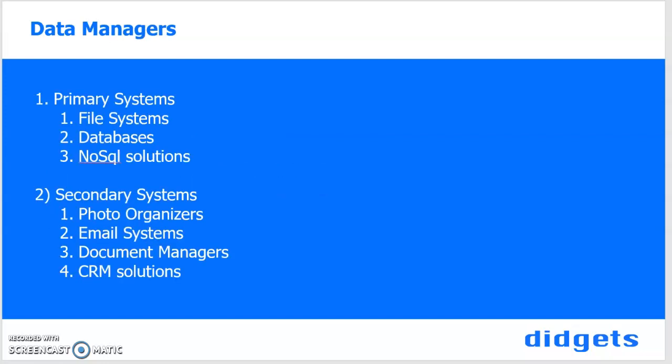So luckily we have data managers that can handle all these different kinds of data. We have our primary systems, things like file systems that handle unstructured data, relational databases that handle the highly structured stuff, and then for the semi-structured data, we have all kinds of NoSQL solutions that have been introduced. On top of these primary systems, a number of secondary systems have been created. Things like a photo organizer, for example, might use a file system to store the actual photos, but also use a database to store the metadata associated with those photos.